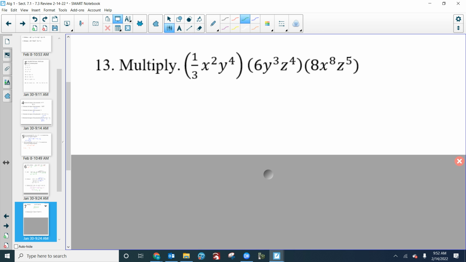Listen. When you multiply by 1/3, it's like dividing by 3. So what I would do is I would go 6 times 8 and divide by 3. If you're multiplying by a half, you divide by 2.